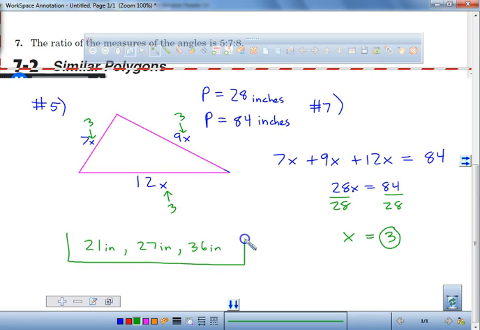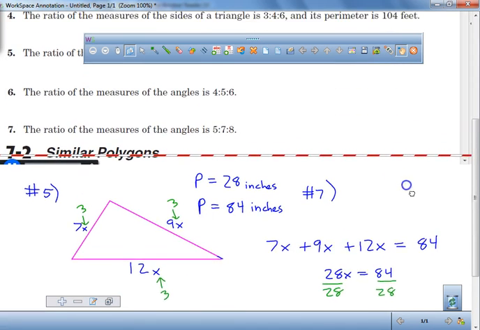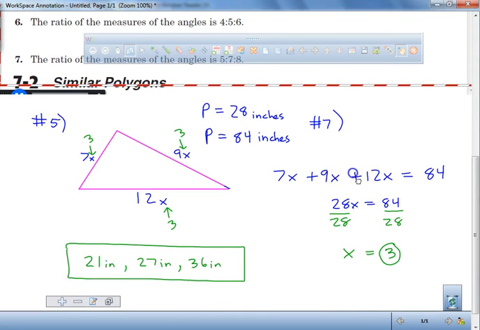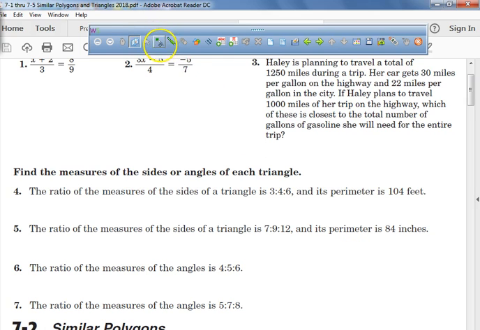Now, how could you check your 21, 27, 36? They all have to add up to what? They all have to add up to 84. Okay, how did you get 84 again? Well, that was the problem. They said if you have a ratio of the measures of the sides that are a 7 to a 9 to a 12, its perimeter is 84. Oh, okay. That's how you got it. You would have gotten the answer right if you had added 3.